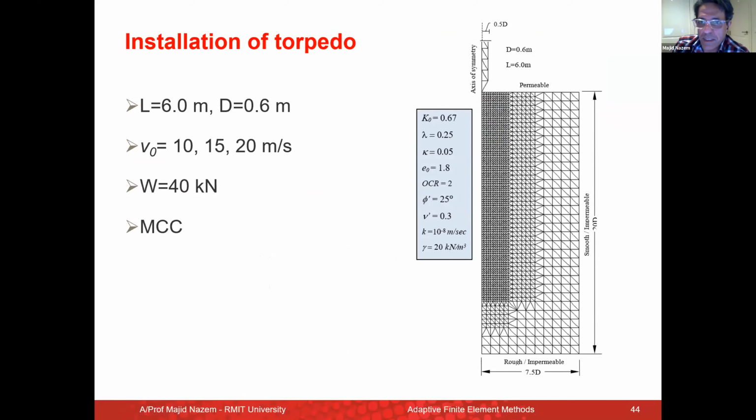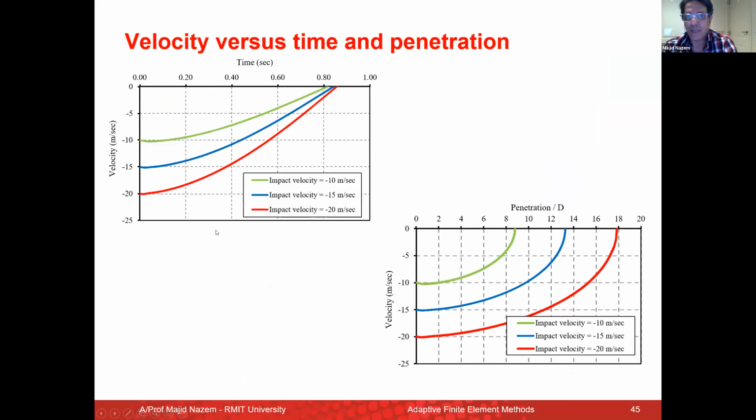One example of installation of a torpedo: the length is 6 meters, the diameter is 0.6 meters, with 3 different impact velocities of 10, 15, and 20 meters per second. And the weight is 40 Newton. We used the modified Cam clay soil model in this simulation with these parameters. Again, we have the plots of velocity versus time, as well as velocity versus penetration. The trends are very similar to what we saw in the previous example.